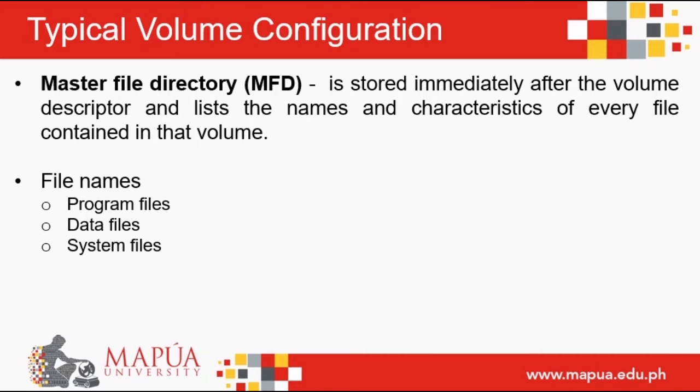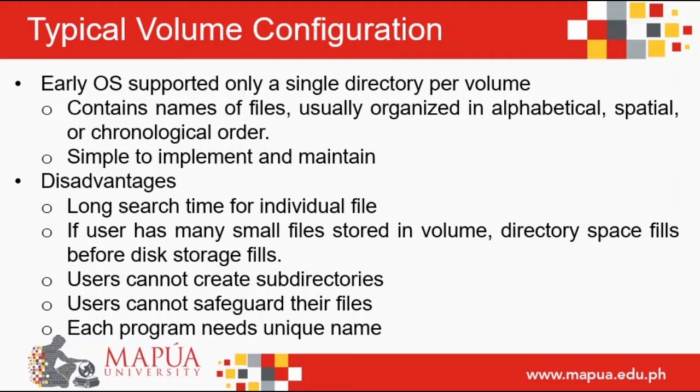Master file directory, or MFD, is stored immediately after the volume descriptor and lists the names and characteristics of every file contained in that volume. File names can be program files, data files, or system files. Early operating systems supported only a single directory per volume. It contains names of files, usually organized in alphabetical, spatial, or chronological order. It is also simple to implement and maintain.